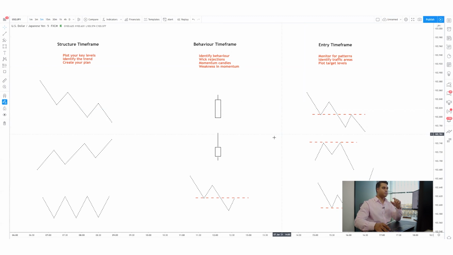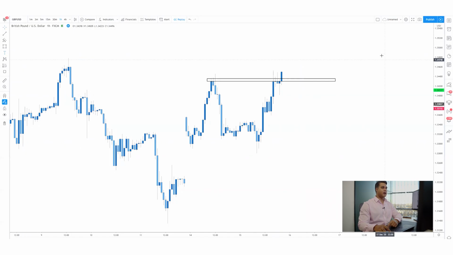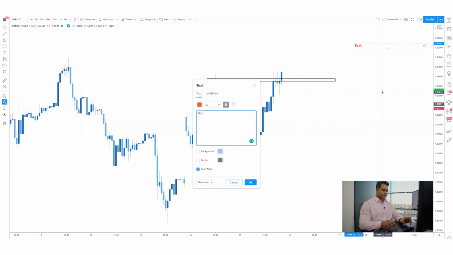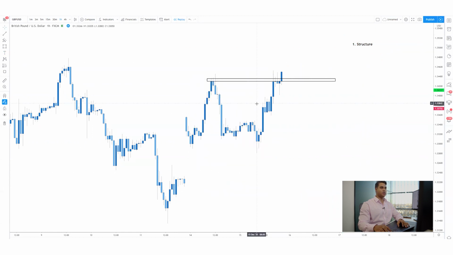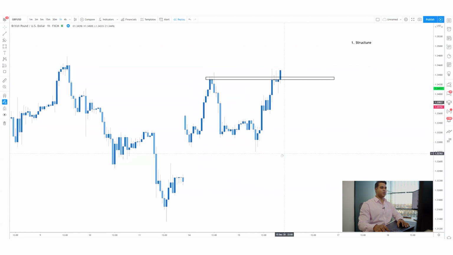So let's take a look at one example of how we would approach this on pound USD. Okay, so now we're on pound USD. What is the first thing that we're looking for here? We're looking for structure. Okay, now looking at this pair and this time frame on the hourly chart, what is the structure of this market?